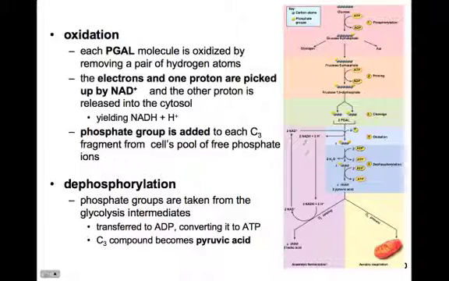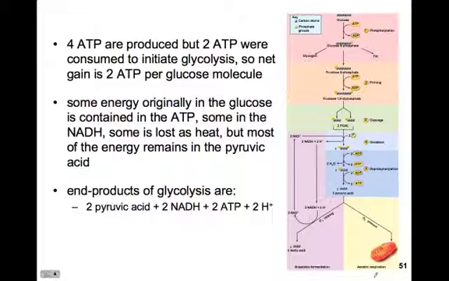At the end of dephosphorylation, these 2 3-carbon compounds have become pyruvic acid. And pyruvic acid is now the precursor to either of 2 pathways, either anaerobic fermentation or aerobic respiration. So the net products of this whole thing are 2 ATP, 2 NADH plus the 2 free hydrogen ions, and 2 pyruvic acid. So it's very important to keep track of what the products are of each phase.